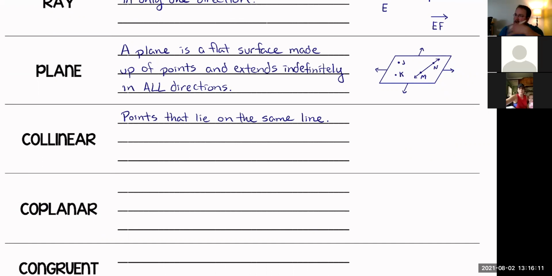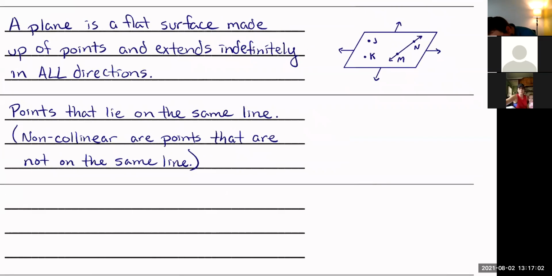Now, there is a converse of that. Points that lie on the same line are collinear. There is also a phrase referred to as non-collinear. Those are points that are not on the same line. So an example of this over here in a diagram, I'm going to draw a line here.